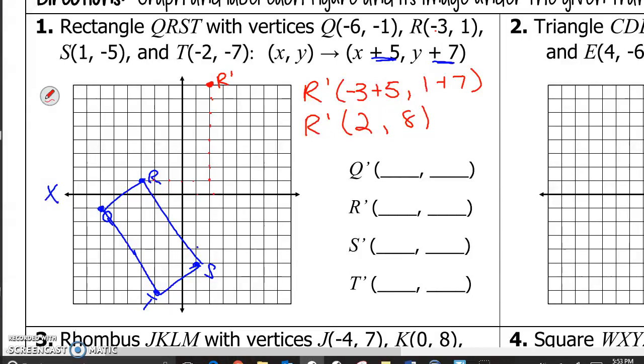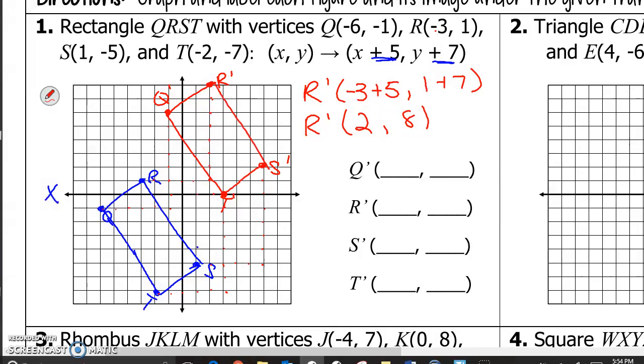Okay? So looking at point Q, we're doing the same shift. Over 5, up 7. Over 1, 2, 3, 4, 5. Up 1, 2, 3, 4, 5, 6, 7. Point Q. Then we've got point T goes over 1, 2, 3, 4, 5. Up 1, 2, 3, 4, 5, 6, 7. Point T. And then S, over 5, up 7.